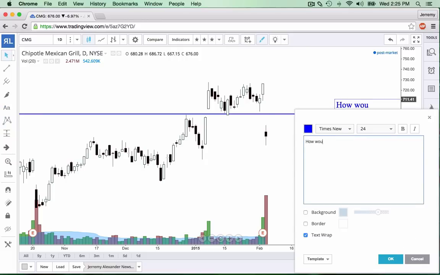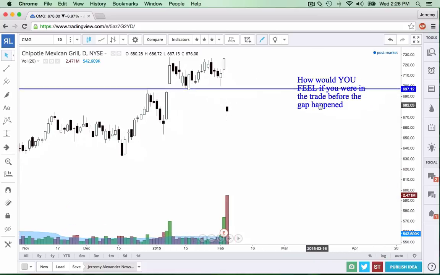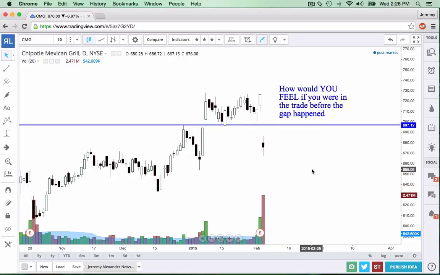How would you feel if you were in the trade before the gap happened? Ladies and gentlemen, in trading, regardless if you do technical trading or fundamental trading or day trading or forex trading, it doesn't really matter what you do. The question becomes, how would you feel if you were in the trade before the gap happened? Because if you feel a certain way, other people will likely feel a certain way.